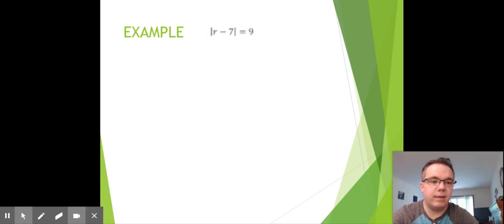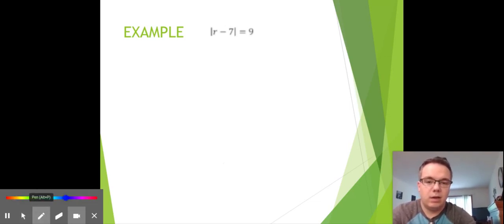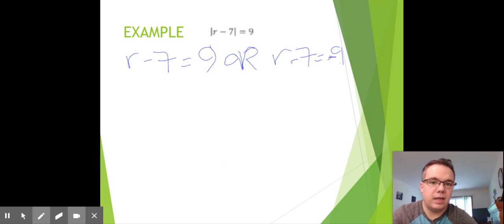All right, here's another example. The absolute value of r minus 7 equals 9. We have our absolute value equal to a positive number, so one of two things happened. When we took r minus 7, we could have gotten 9, because the absolute value of 9 is 9. Or when we took r minus 7, we got negative 9, because, again, the absolute value of negative 9 comes out to 9 as well.